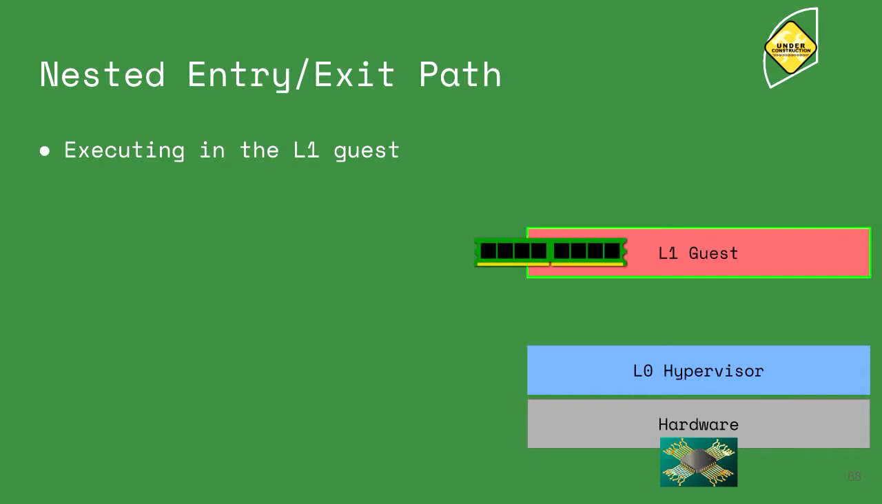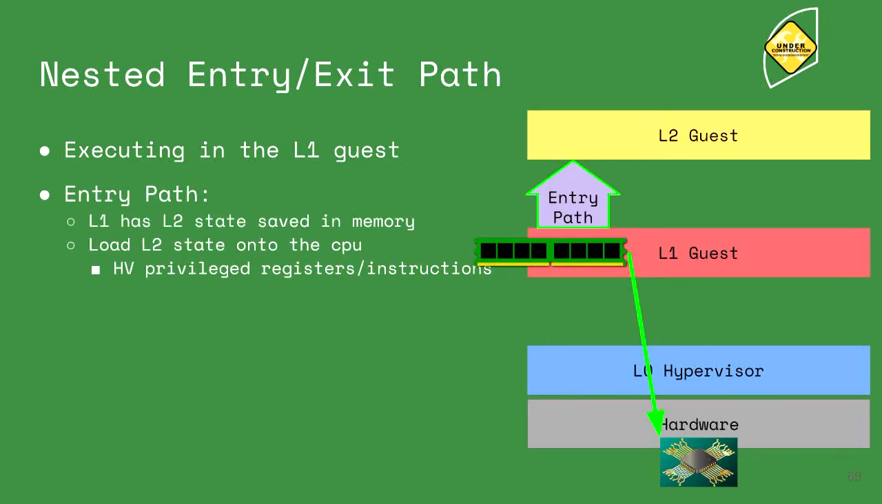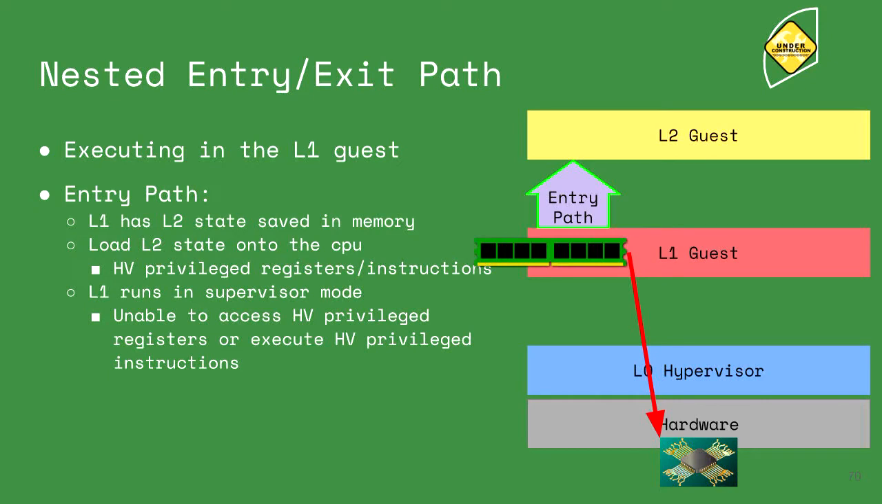So the first is nested guest entry and exit. What's the entry and exit path we're going to take? Well, let's have a look at if we could do it with the same KVM entry exit path I introduced earlier. So we're executing in our level 1 guest, and it has its level 2 guest state saved in its memory. So it takes the KVM entry path and tries to load it up onto the CPU. The problem is this requires hypervisor privilege instructions and access to hypervisor privilege registers. And remember, we're running in supervisor mode, so we can't just do this.